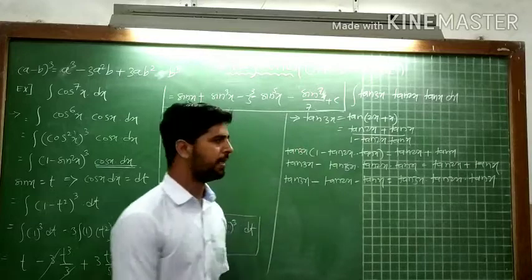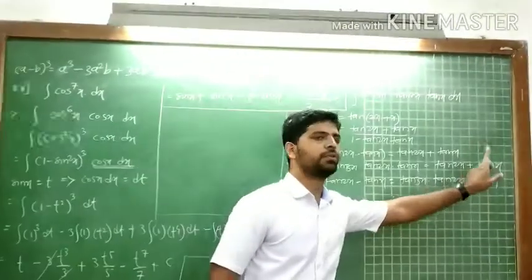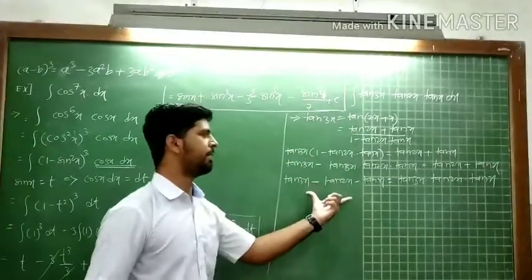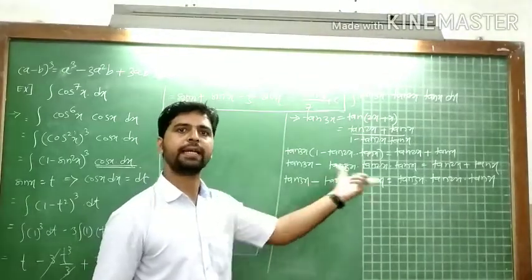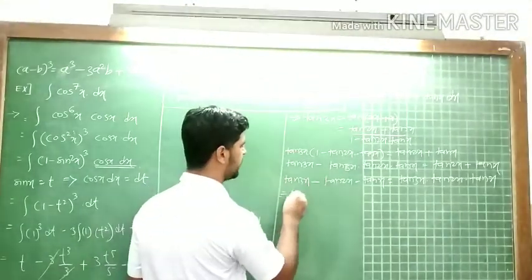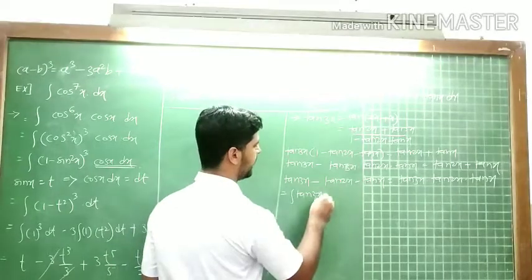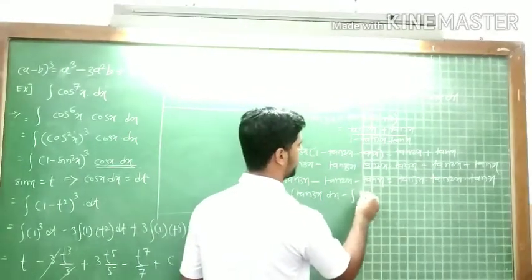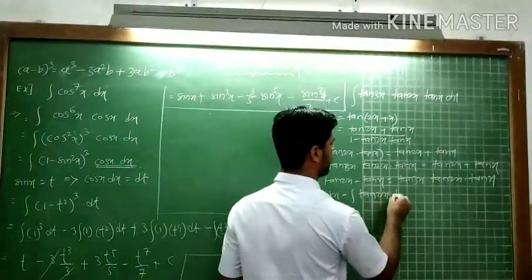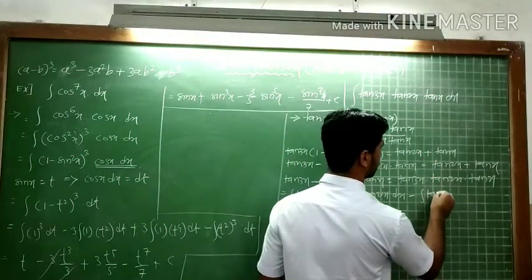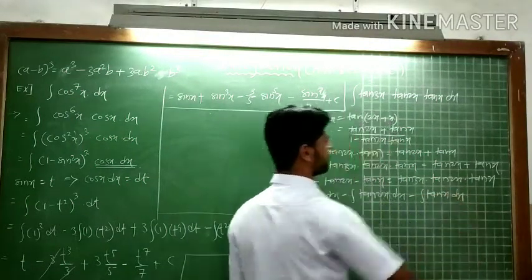So we can see that tan 3x into tan 2x into tan x, this total function I can replace by these three new terms and I can integrate them easily. So integrate these three terms, tan 3x dx minus tan 2x dx minus tan x dx.